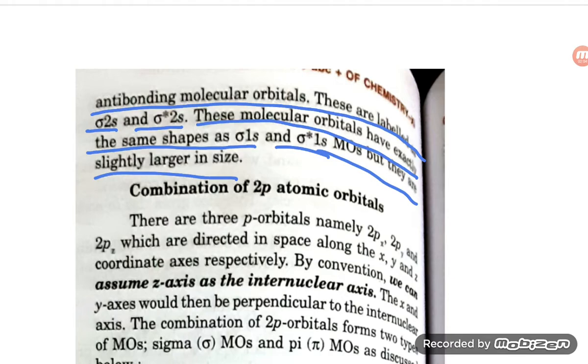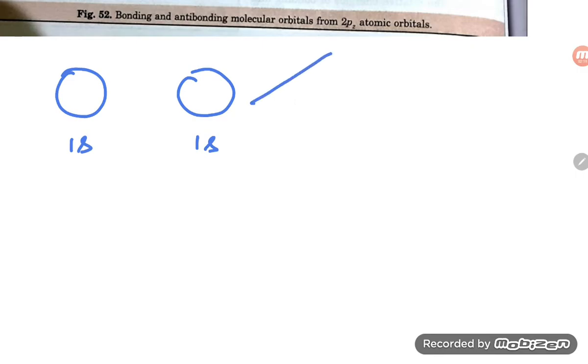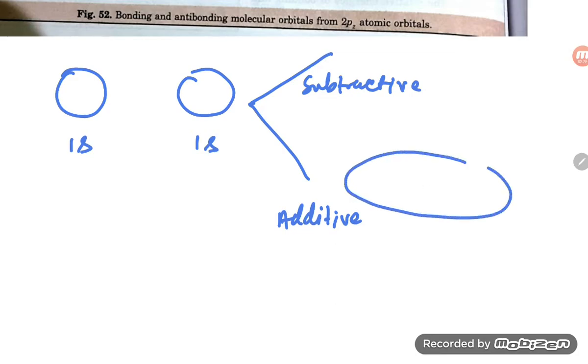When you talk about additive, students, here I am explaining for better understanding. The 1s and 2s orbitals are both similar. One is additive and another is subtractive. For additive, the two nuclei will be like this, two nuclei with plus charges. So this is the sigma 1s.